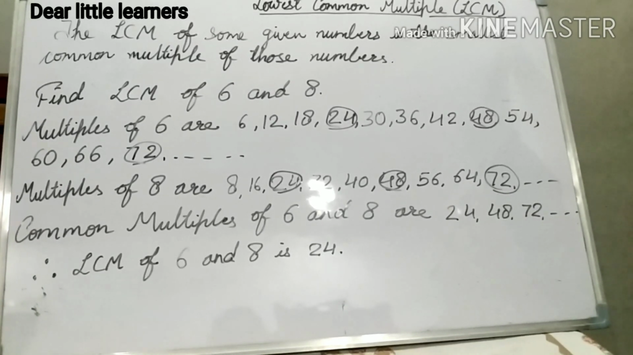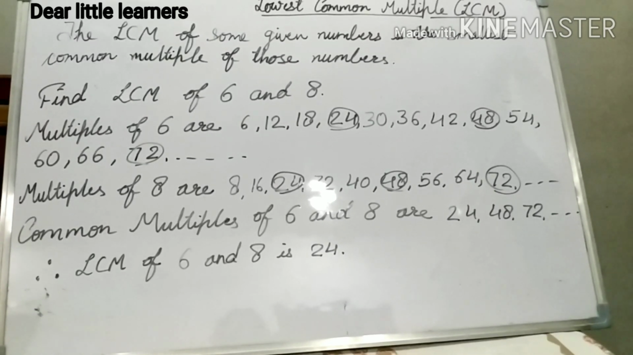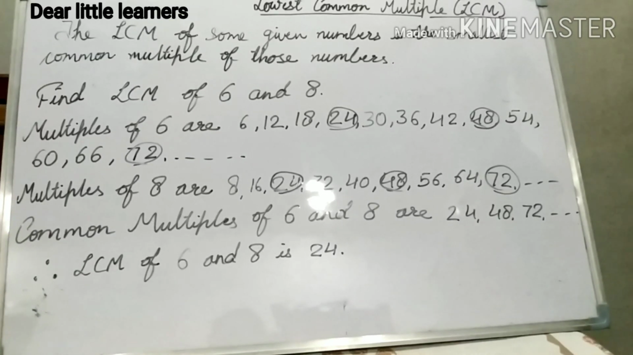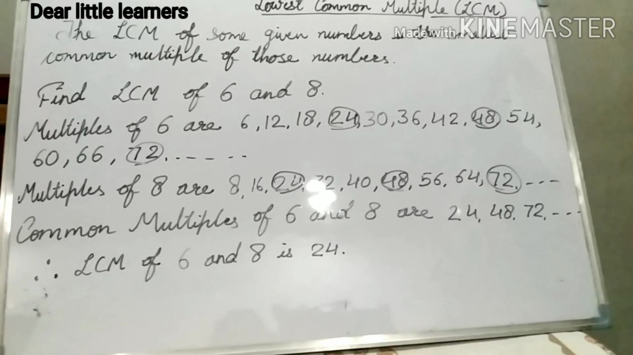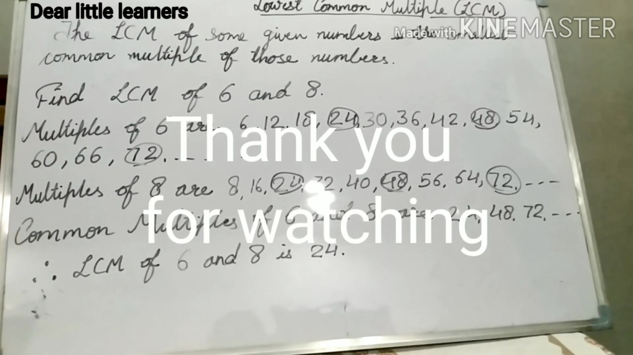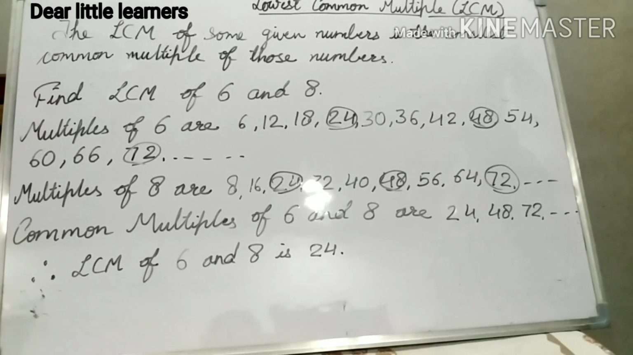Today I am going to teach you lowest common multiple, and in short we call it LCM. What is LCM? The LCM of some given numbers is the smallest common multiple of those numbers. Okay, I think you don't understand. So now I am giving you one example. Suppose we have to find out the LCM of 6 and 8.